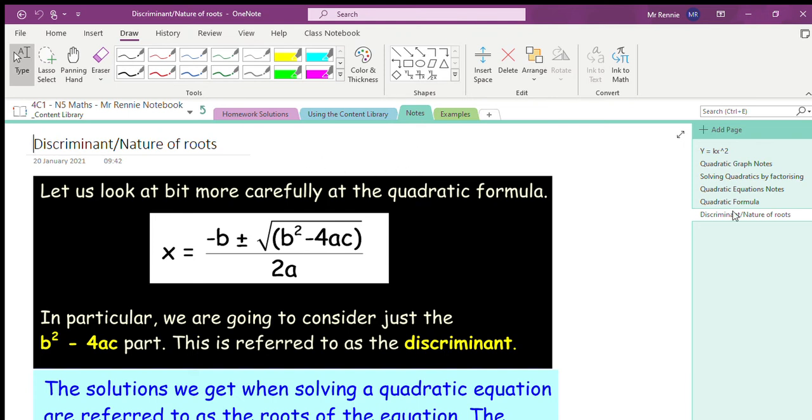Hi all, in today's video we're going to be finishing off quadratics, and the last part is looking at the discriminant, which helps us work out the nature of the roots, and I'll explain what that means.